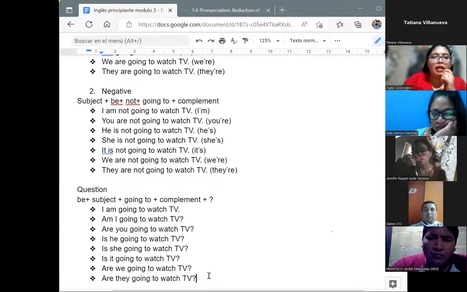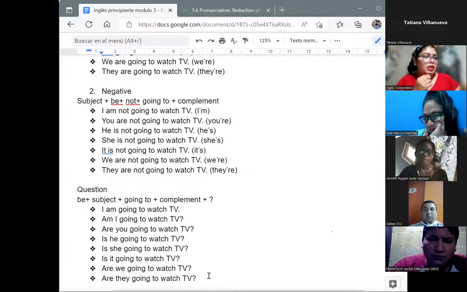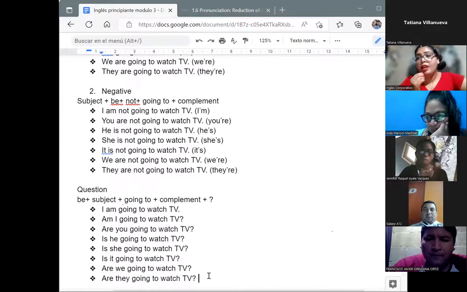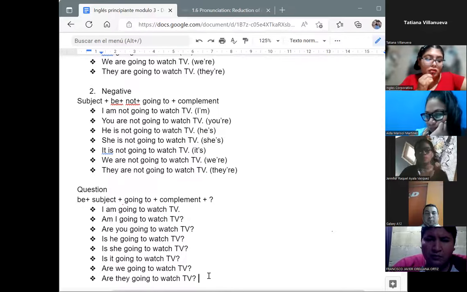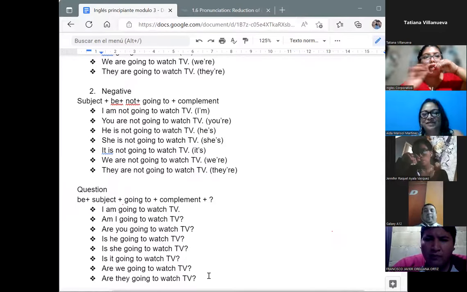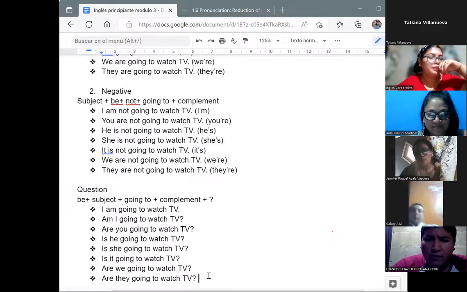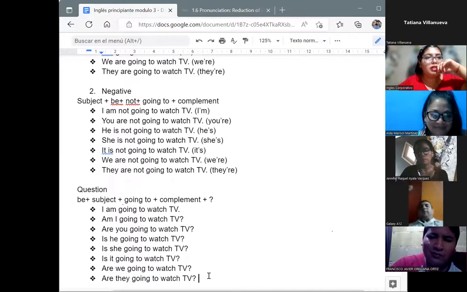So here we have the questions. So in that case, it's following the same structure as the positive. So in this case, it's not going to change a lot. No lo vamos a cambiar mucho, sino que simplemente vamos transformando la primera estructura que ya tenemos según la necesidad. En este caso, si es negativa o si es pregunta. Pero en ese caso, si nos enfocamos en lo que es la positive structure, we have the base for the sentence that we are going to create in negative and in question.